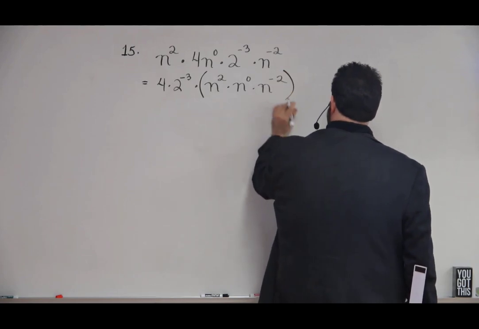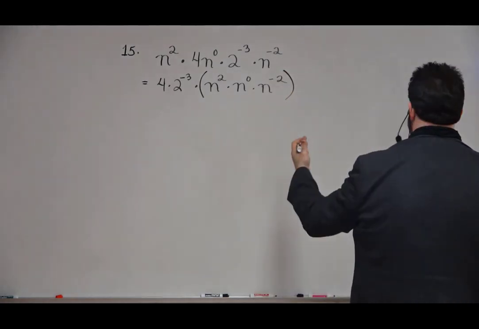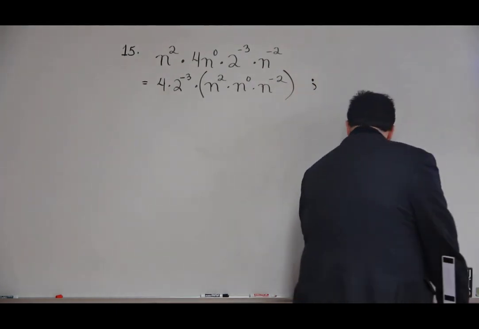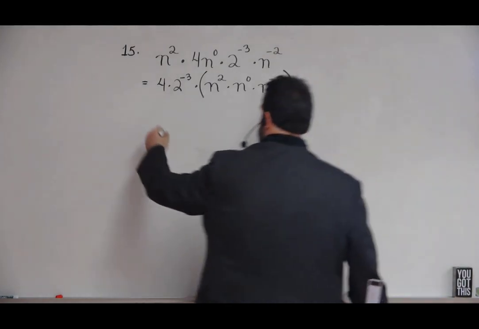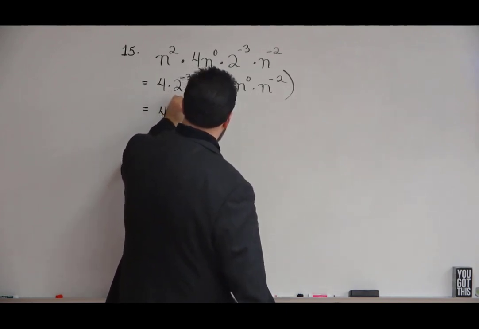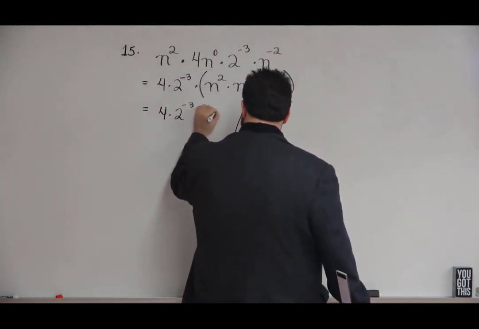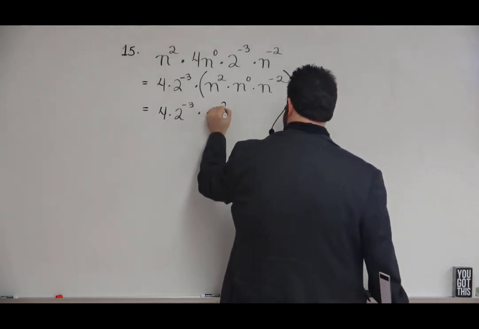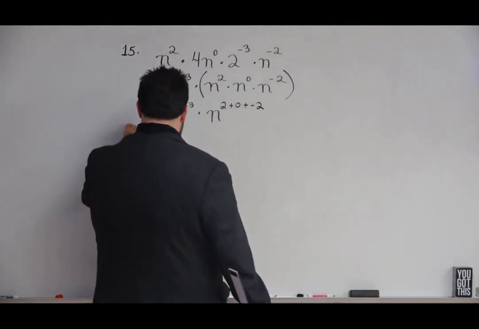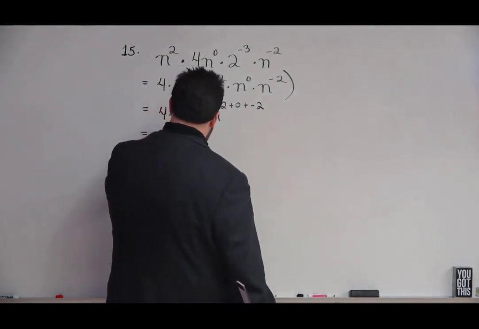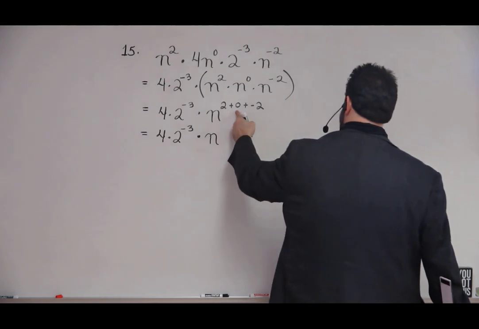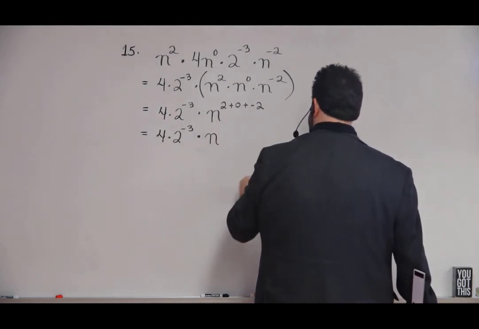Okay. You group these together kind of in your head and you apply the product rule, right? So often side work we can say, well, actually we don't need side work. We'll just do it on a new line. We've got 4 times 2 to the negative 3 times n. They're all the same base, so I just add the exponents, 2 plus 0 plus negative 2. All right, so that equals 4 times 2 to the negative 3. We still haven't messed with those numbers. Times n. 2 plus 0 is 2. 2 plus negative 2 is 0.